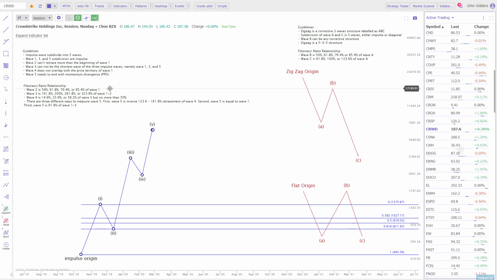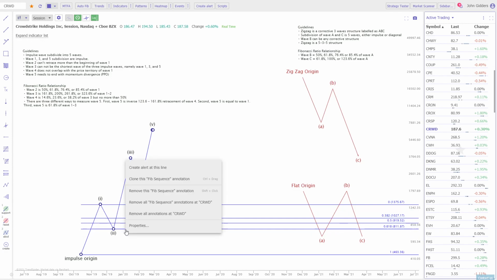I've actually seen 25%, even smaller than the 50% required. So it's not a hard fast rule. A lot of these aren't set in stone rules, but you do like to look for consistency.